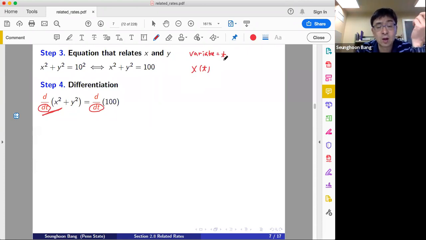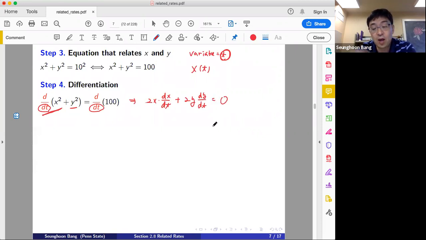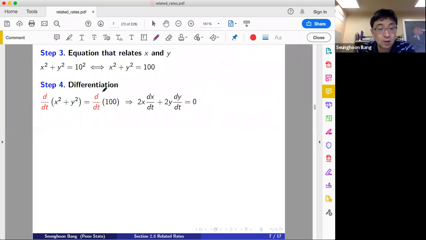What's the variable? The variable is always t. What's x? x is a function of t. You can use the chain rule. What's that? 2x times dx over dt, always like this. Plus the y squared derivative is similar: 2y times dy over dt. The derivative of 100 is only 0. So we have the idea. So really be careful.